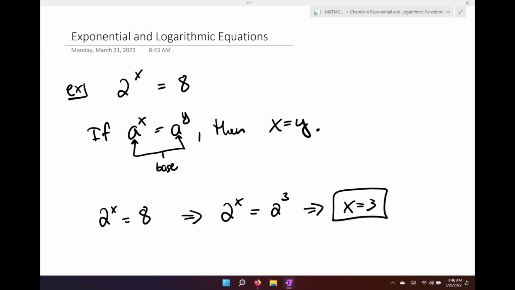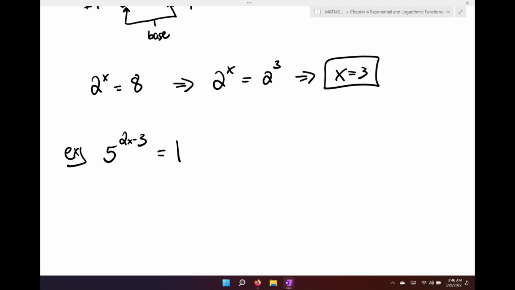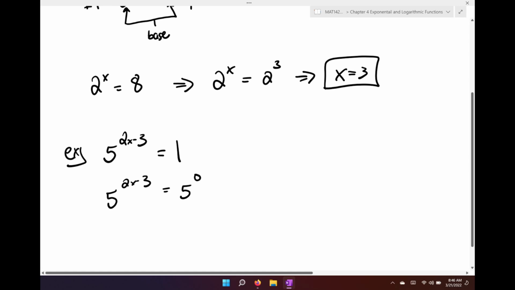So let me show you another example here. We're going to do 5 to the 2x minus 3 equals 1. Now, once again, you have to think of a clever way to get these bases the same. If you remember, we can rewrite this as 5 to the 0, because 5 to the 0 is 1 by definition. So therefore, 2x minus 3 has to equal 0.